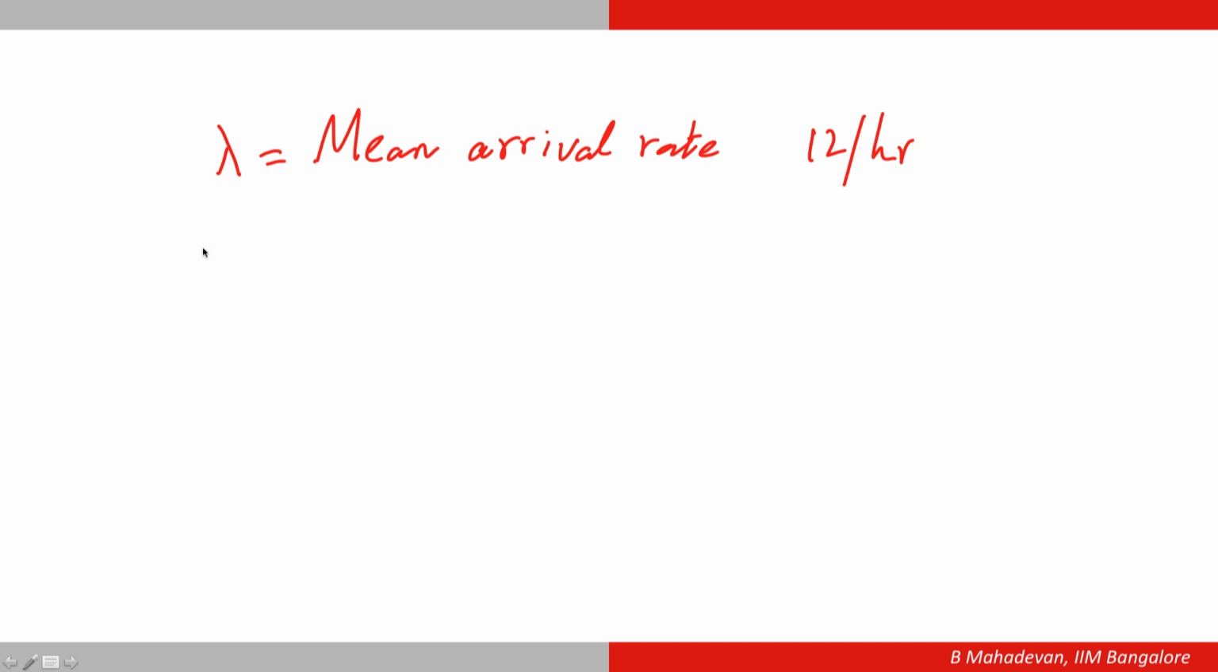The second parameter of interest, I use the Greek letter mu. Let me call it as mean service rate. Remember, we always talked about process time. So, if on an average it takes 4 minutes, then we will say the service rate is 15 per hour.